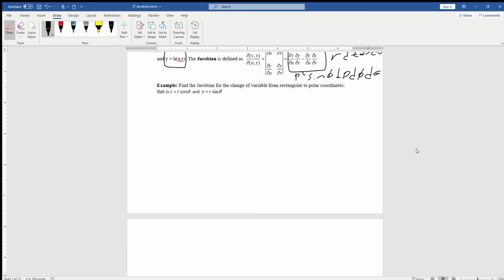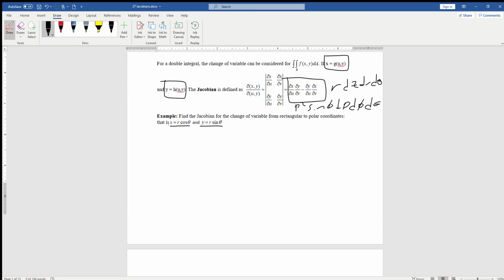As a basic example of that, we know that the change of variables from rectangular to polar coordinates, we know that x is r cos theta, and we know that y is r sine theta. And we've gotten this r dr d theta when we translated from rectangular to polar. And the question is, where did that come from? And we proved that geometrically. We can also prove that using these Jacobians.